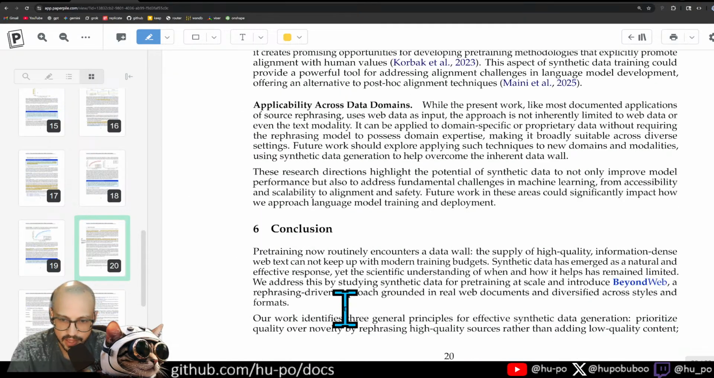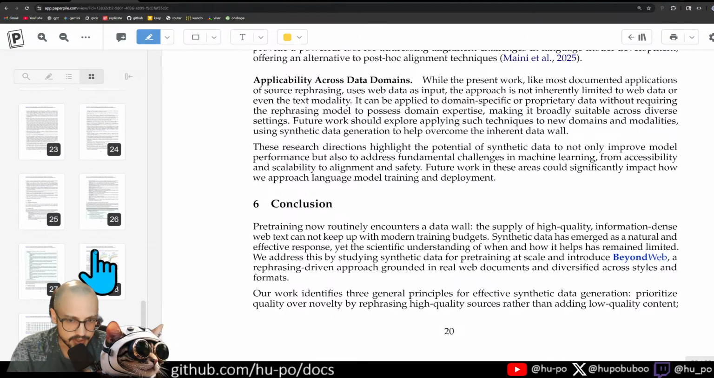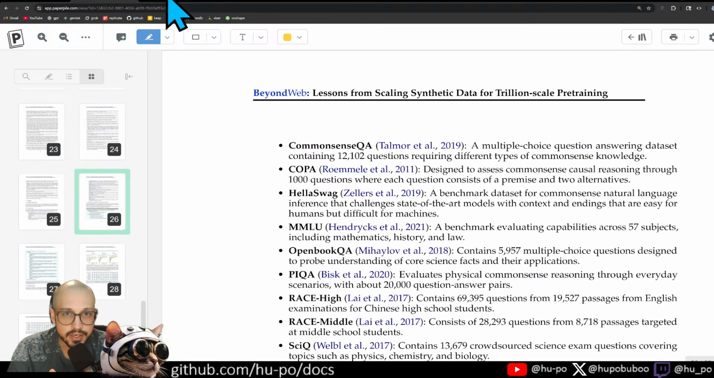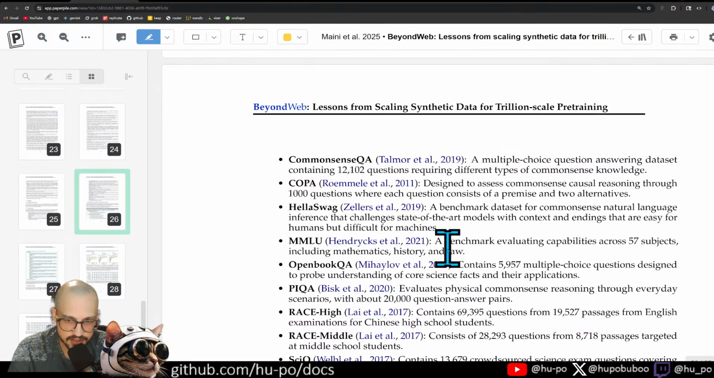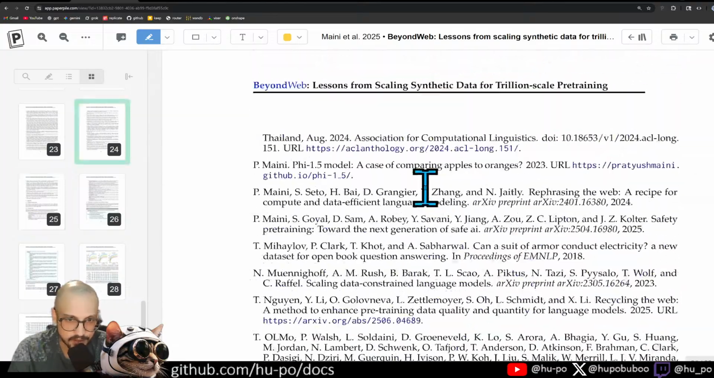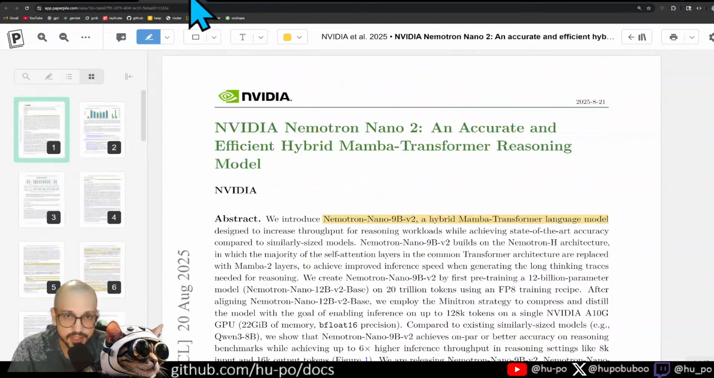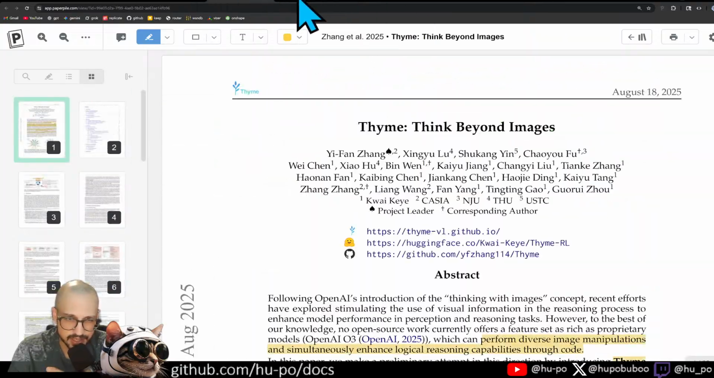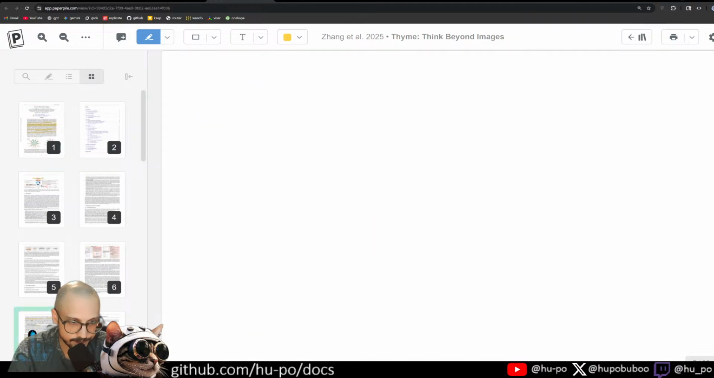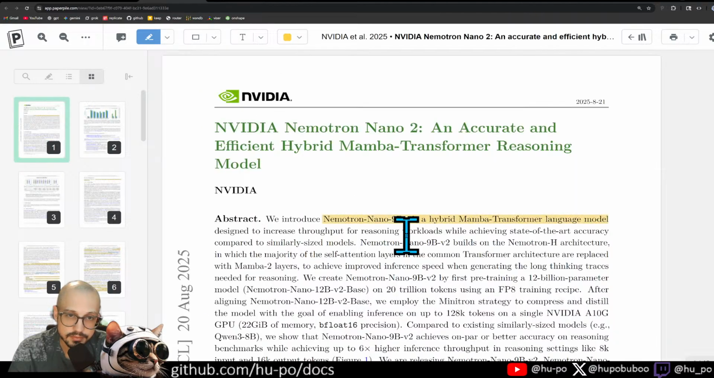Okay. Let's keep going. Let's look at some of these other papers. So that's basically the end of this paper. But let's also explore some of these other papers that have themes that are kind of similar to the synthetic data theme we just went over.